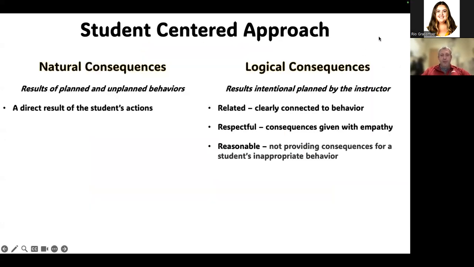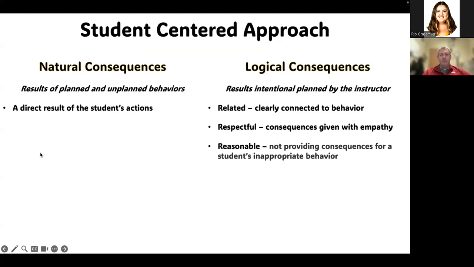So when we look at our student-centered approaches here, we have a couple of consequences that are important, and we'll address both of them quickly here: natural versus logical. Our natural consequences are results of planned and unplanned behaviors. They're a direct result of the students' actions themselves. So when we come over here to logical, it's intentional, planned by the instructor. It's things that you add in here.